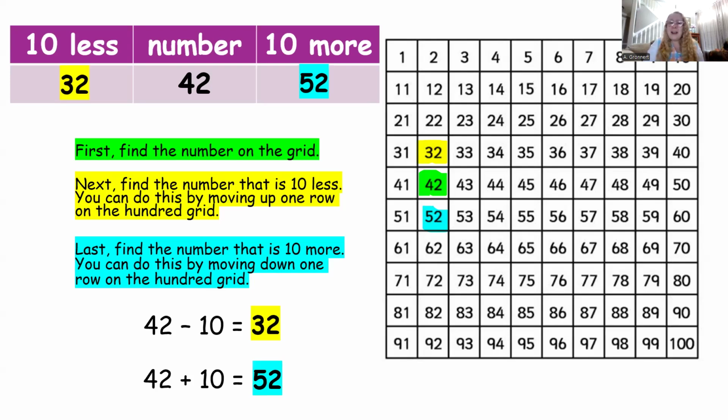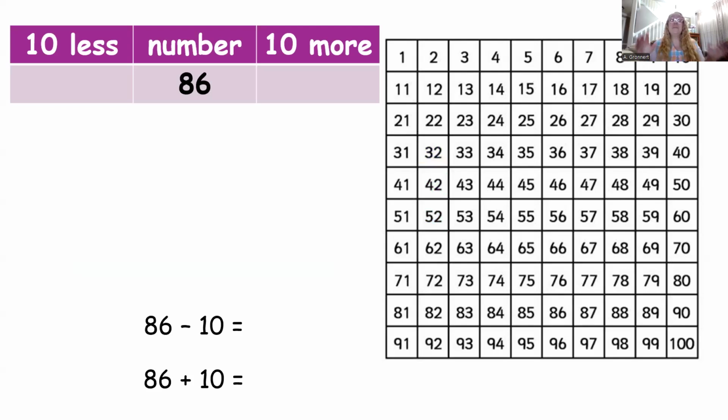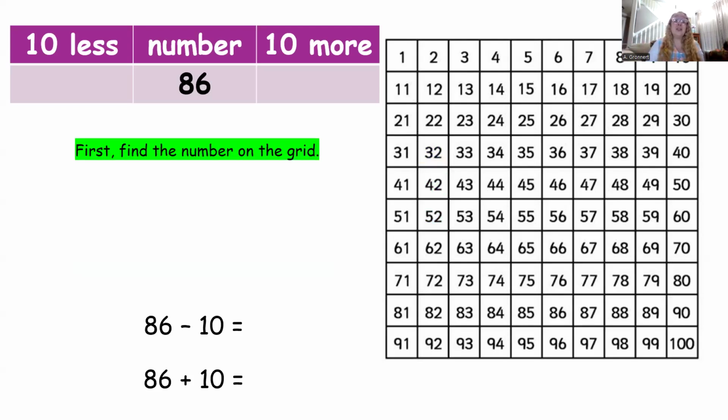Great. Let's try another one. Okay, first we need to find the number on the hundreds grid. What number are we looking for? That's it, the number 86. Do you see the number 86 on the 100 grid? Super. Now, color that number in or circle it on your 100 grid. There it is, 86. Now, we start by finding the number that is 10 less.